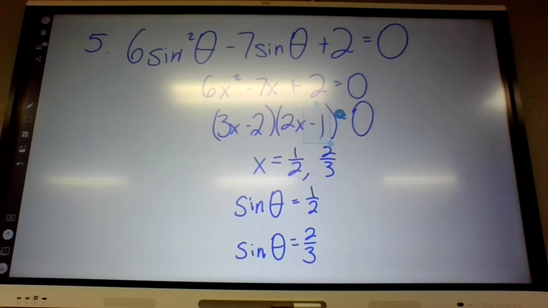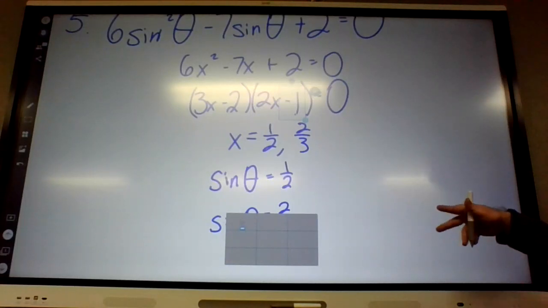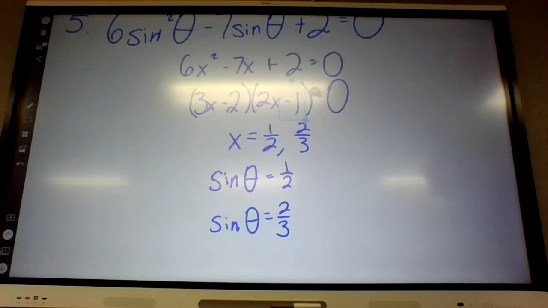So could Leo use a quadratic formula to get those two? You could have. Yeah. Factoring is easier, if you're good at factoring.